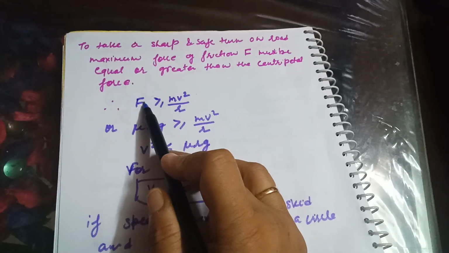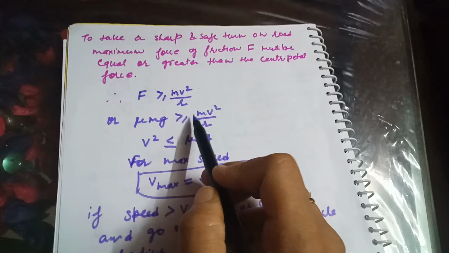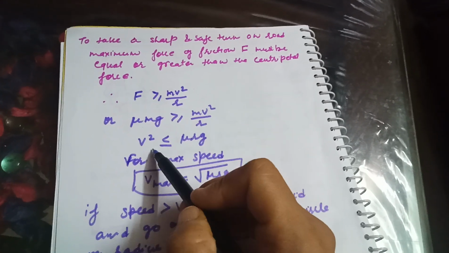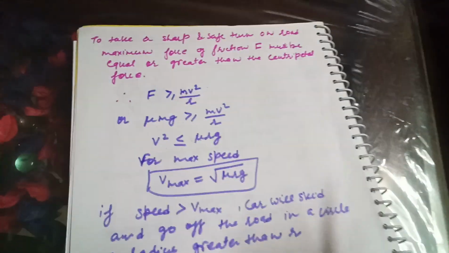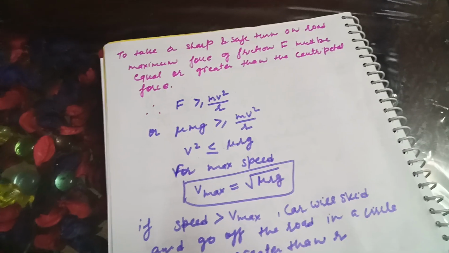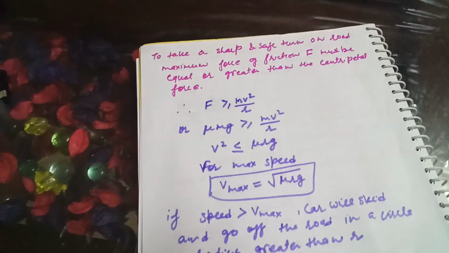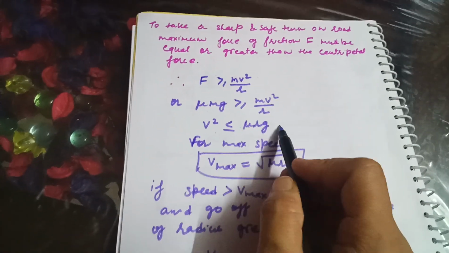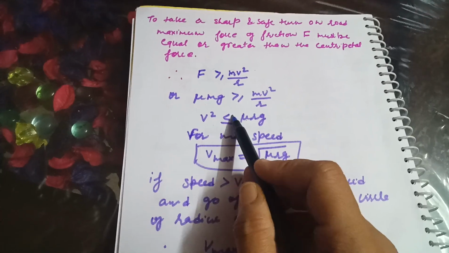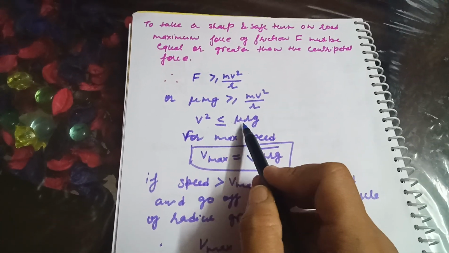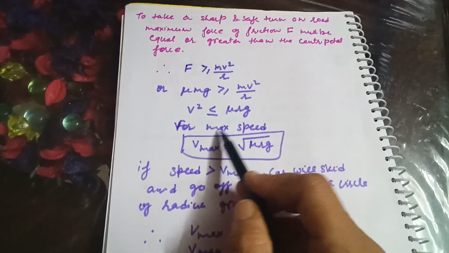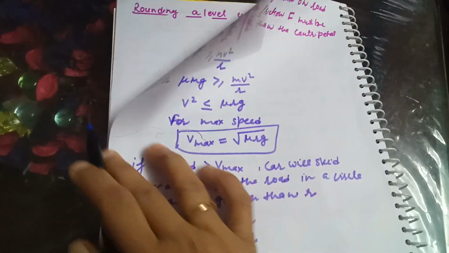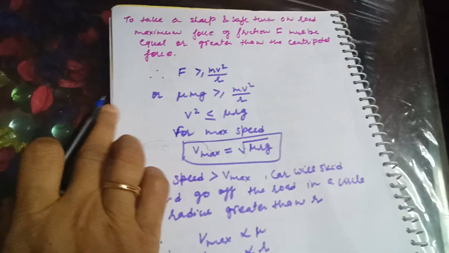Now substitute the value of the force of friction, mu mg, and the centripetal force, mv square upon r. From here v square should be less than or equal to mu rg, because whenever you are going to take a sharp turn on the road, you must have a certain speed. So what is the required condition for a sharp turn? V square should be less than or equal to mu rg, where R is the radius of the circular path. For the maximum speed, V max must be equal to the square root of mu rg.